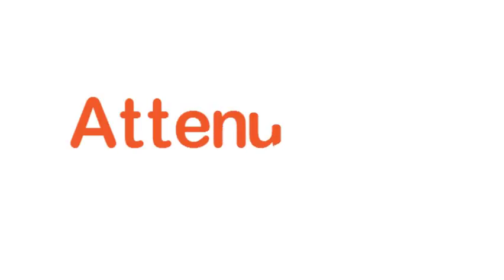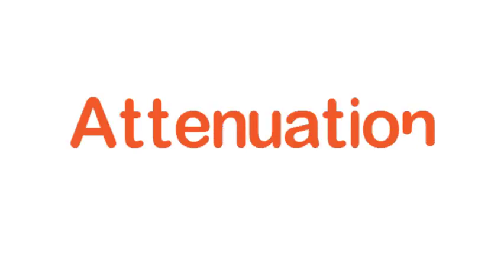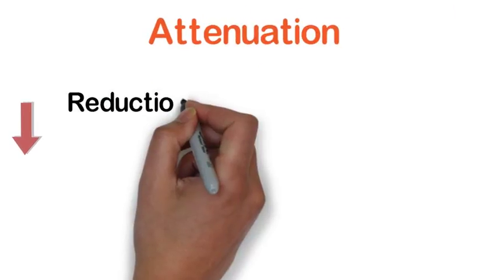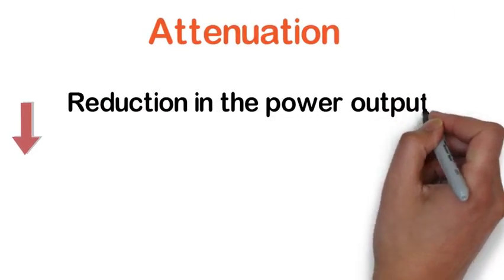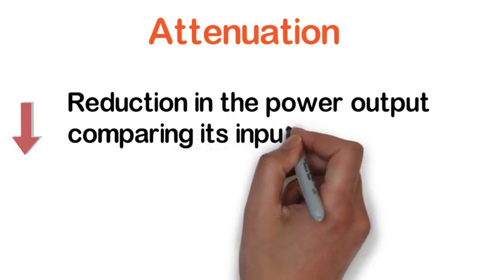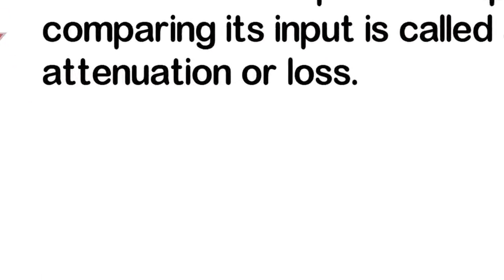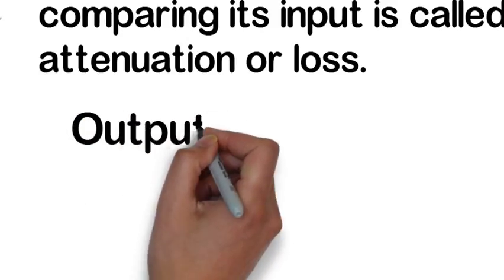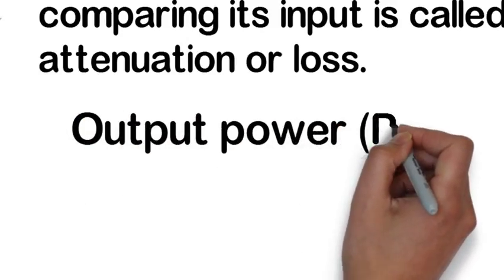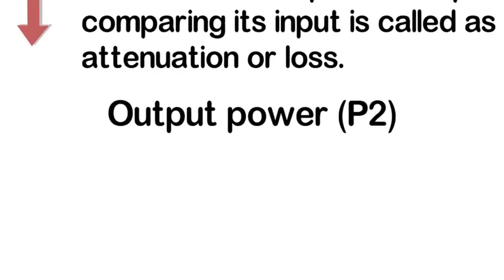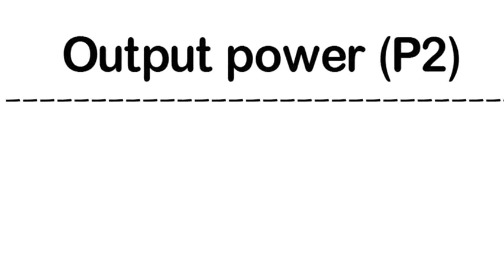The first impairment is attenuation. The term attenuation is defined as the reduction in the power output compared to its input, which is called attenuation or loss. In simple words, we are just calculating the ratio of output power to that of the input power.